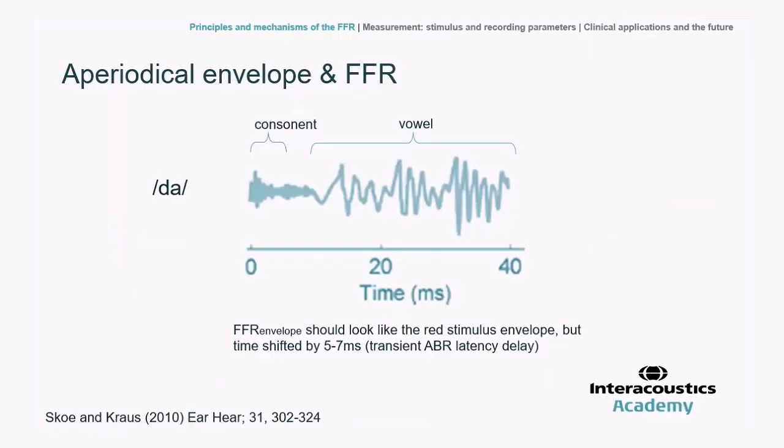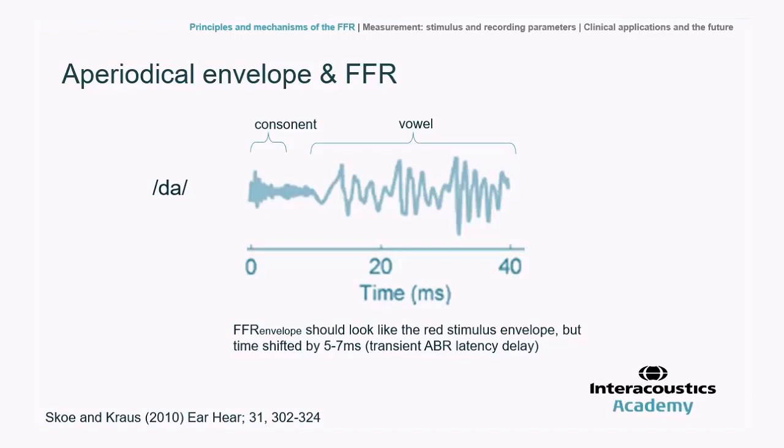That was a periodical modulation of the envelope, but I would like to think about other stimulus options, some of which might lead to an aperiodical modulation. So I'll just draw your attention to this very classical consonant vowel sound, the da sound, which is quite a well described stimulus for evoking an FFR with an aperiodical envelope modulation.